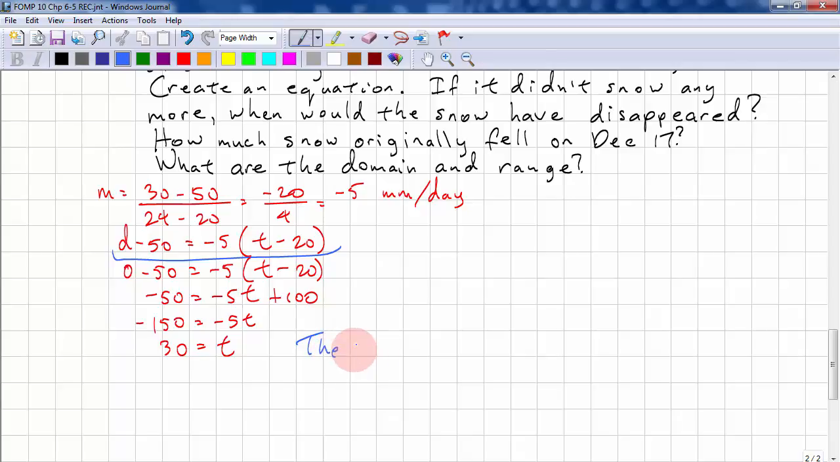The snow would have disappeared by December 30th.